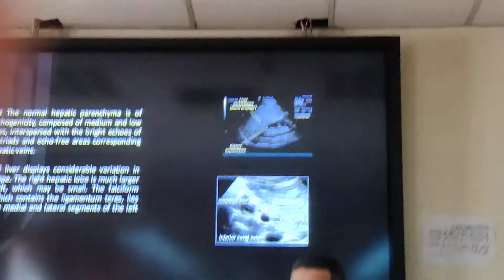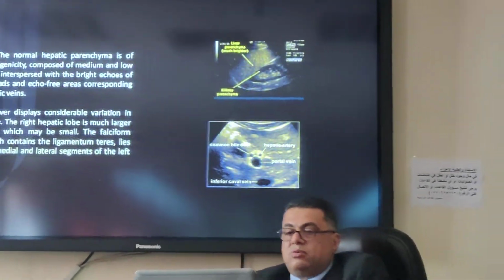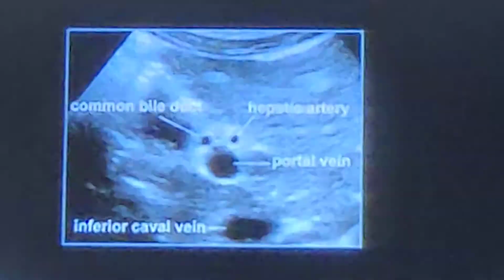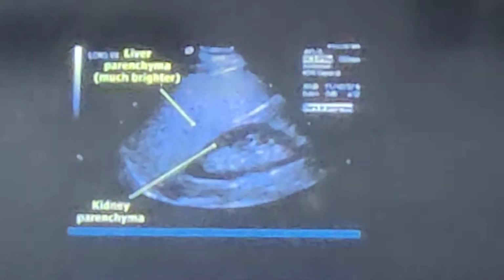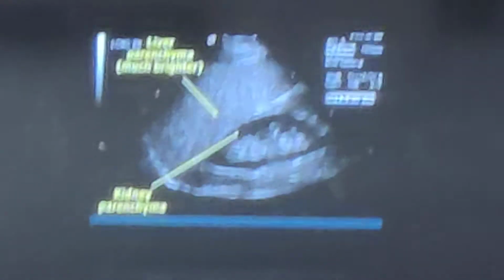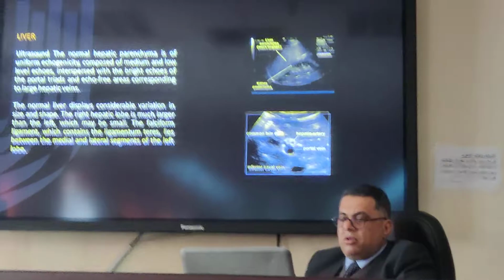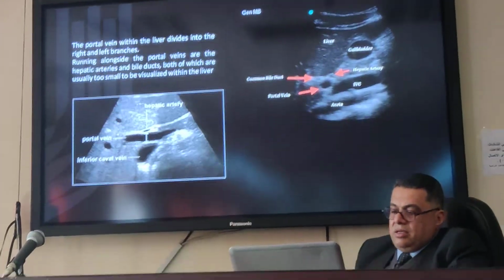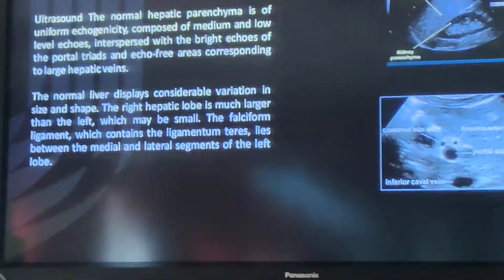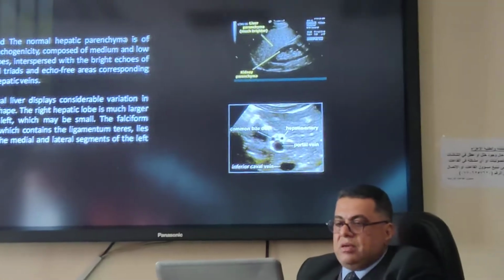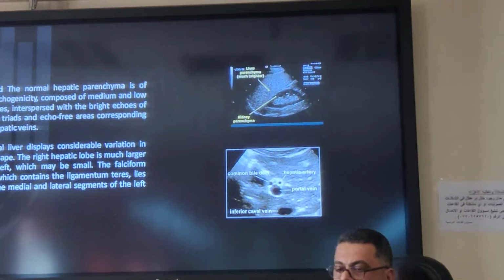Now, in the liver, ultrasound is the cheapest and the simplest method of imaging of the liver. We start with it in any disease suspected in a patient with liver disease, because it is available, a cheap, simple test, and a non-invasive method. The normal hepatic parenchyma in ultrasound is usually uniform, composed of medium and low level echoes, interspersed with the bright echoes of the portal tracts and echo-free areas corresponding to the large hepatic veins.